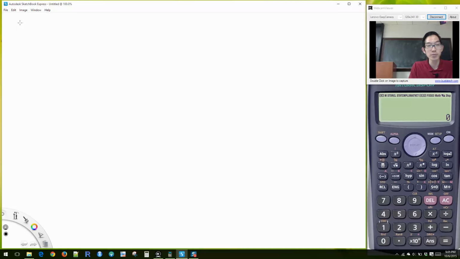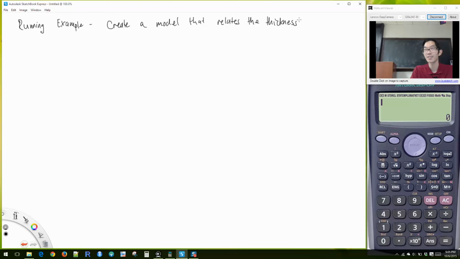Here we're going to do a running example. What we are doing is we're going to create a model that relates the thickness of a book, which is going to be our y variable, based on how many pages are in the book.